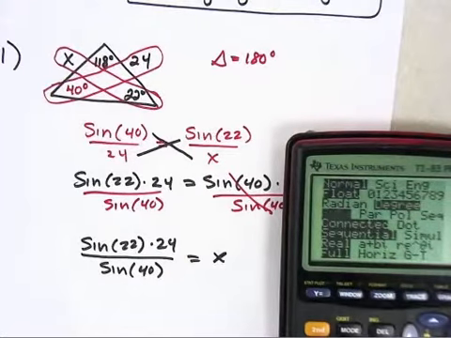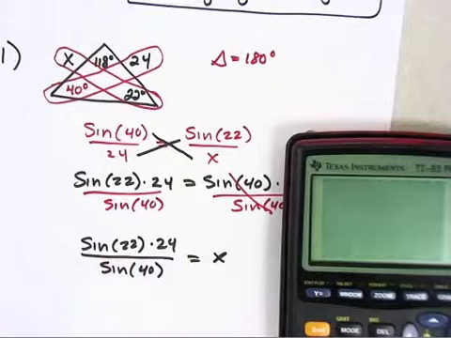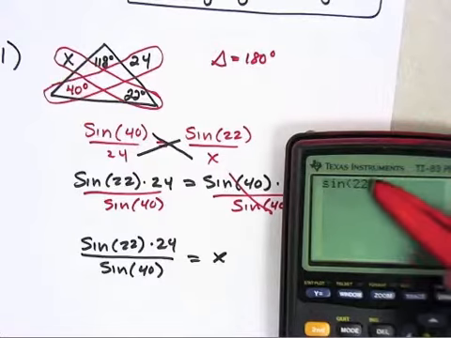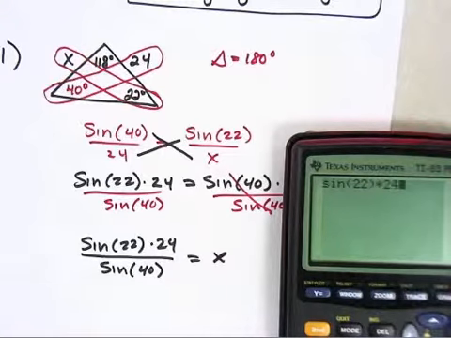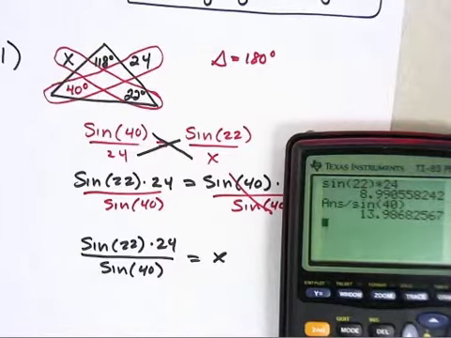So then, to get it to work out on the calculator to evaluate this, I type in sine of 22, make sure you close off the parenthesis that you see right here, times 24, press enter, or you can just do it all at once, hit enter, and then say divided by sine of 40, and then voila, you are done.